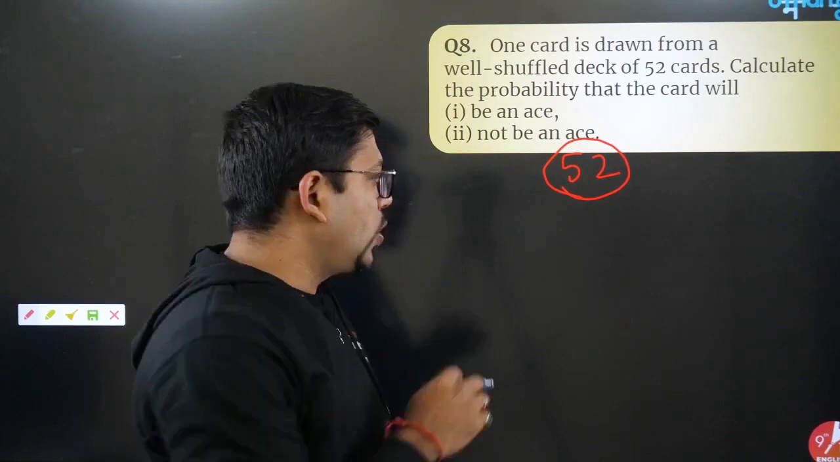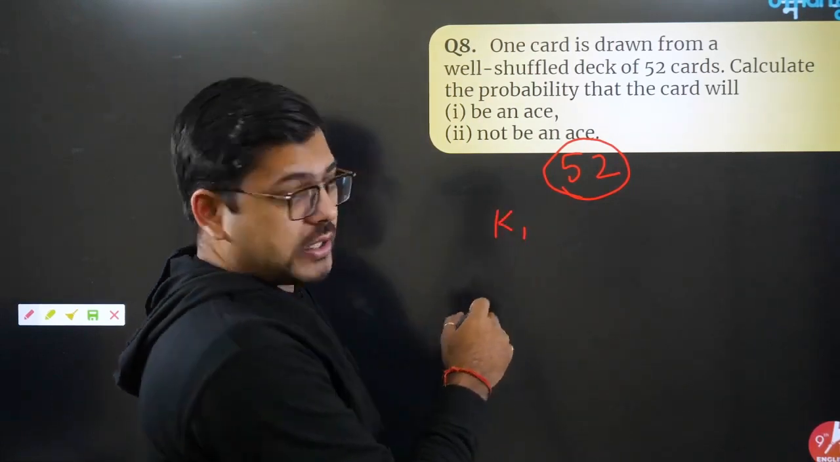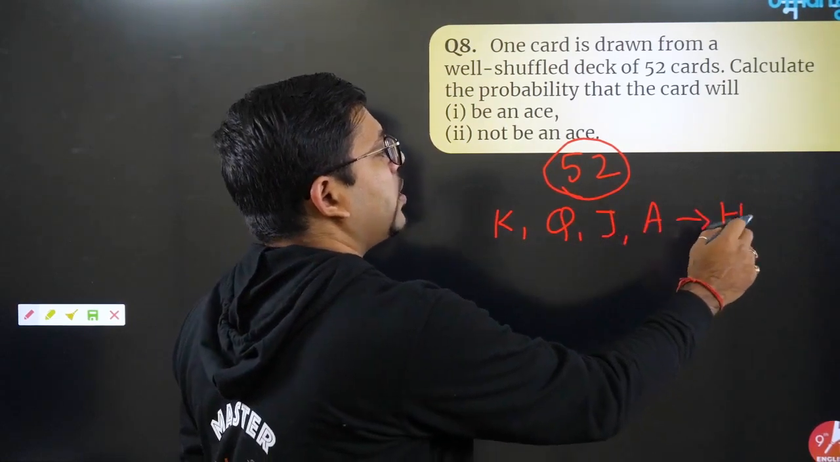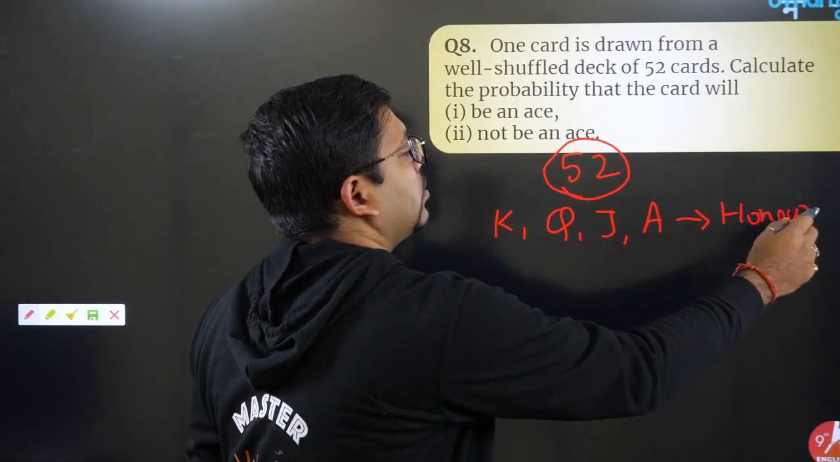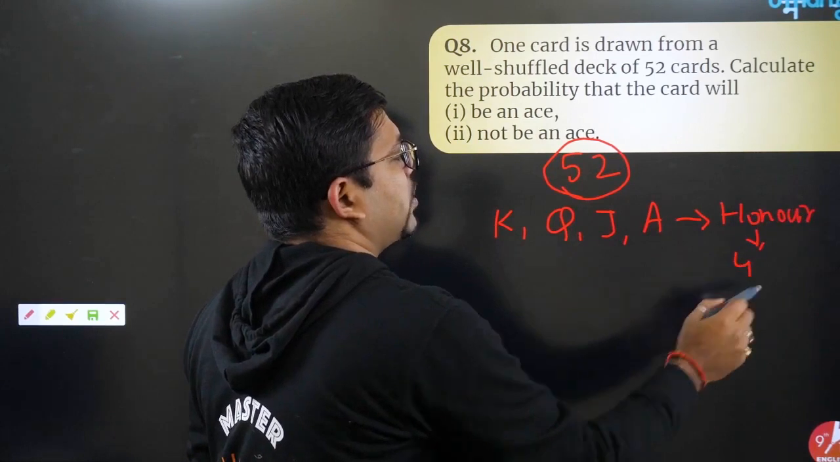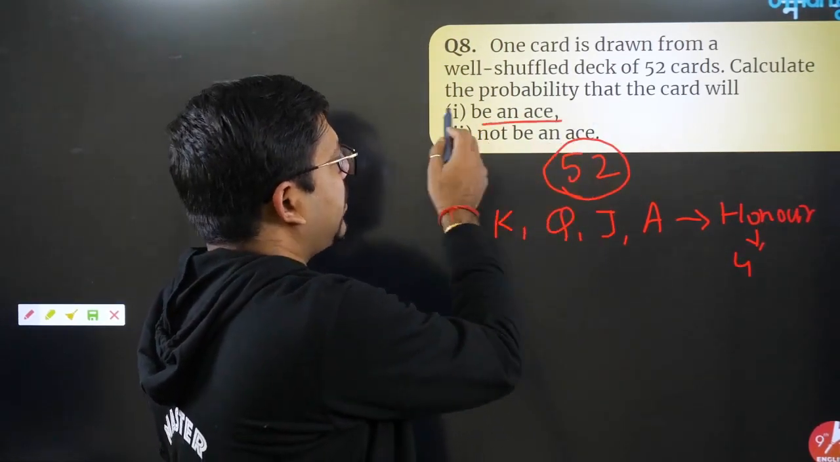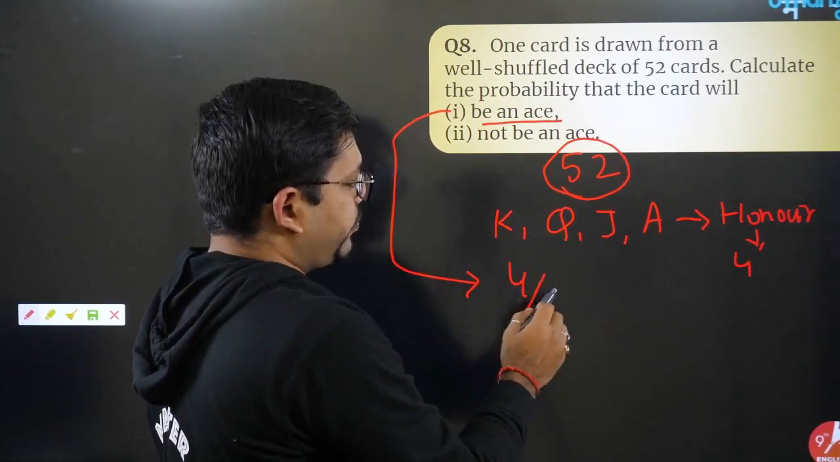Ace. So always remember, these are all honor cards: king, queen, jack, ace. They are all 4 cards each. So from 52 cards, calculate the probability that it will be an ace. Very simple. Now you know, 4 out of 52.